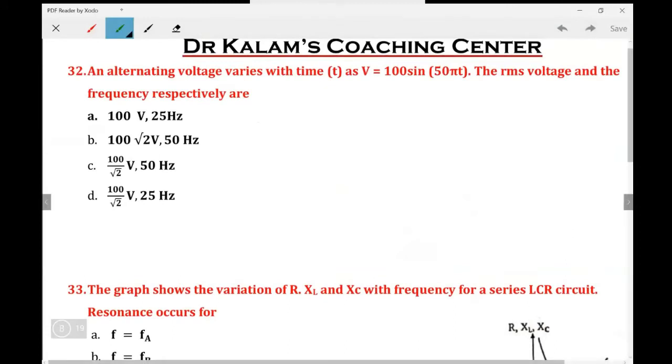Next, an alternating AC voltage varies with time t. V is equal to 50 sin pt. So what have they given here? V is equal to 100 sin 50 pt. I have sent you the notes. Write the original equation: V is equal to V naught sin omega t. Now compare them, you'll get to know here V naught is equal to 100 volts.